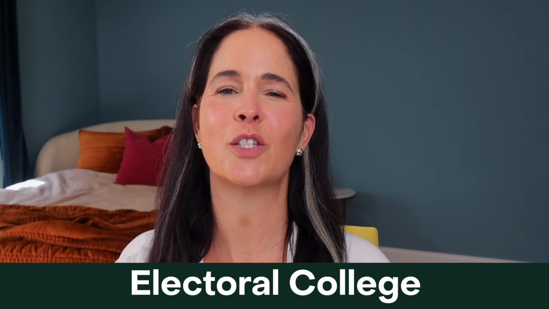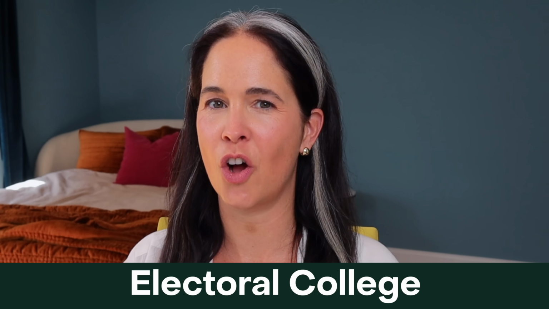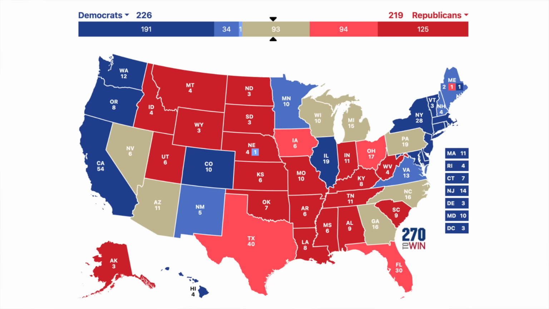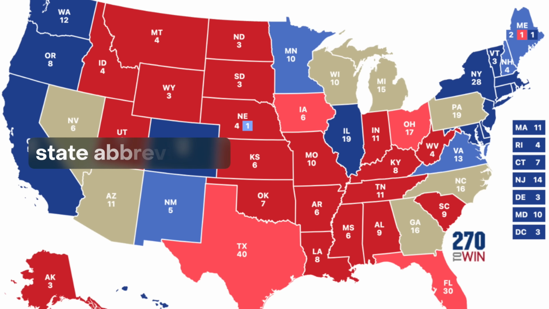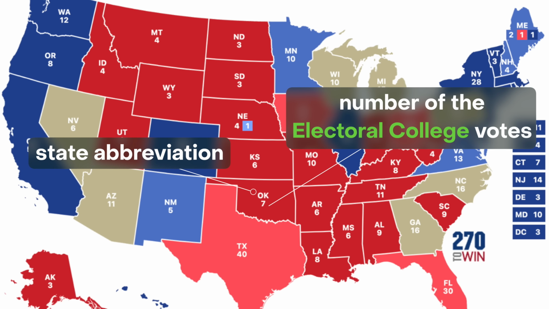In the United States, we use an electoral college system. So each state is given a certain number of electoral college votes. Let's look at this map. Underneath each state abbreviation, you'll see the number of electoral college votes that state has.